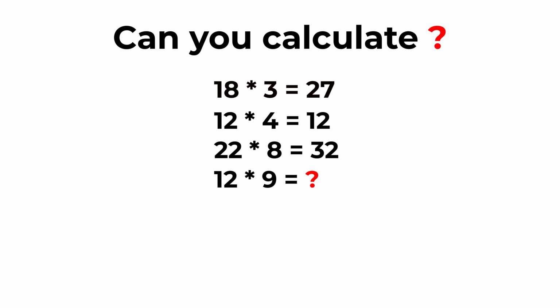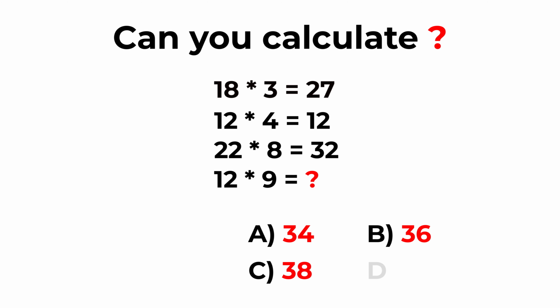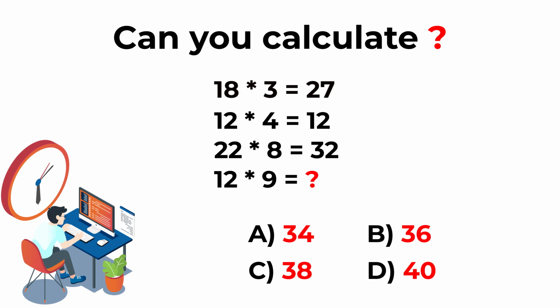You have 4 different choices. Choice A, 34. Choice B, 36. Choice C, 38. And choice D, 40. Do you see the answer? Give yourself a little bit of time, as the answer may not be obvious. But in the end, I'm pretty sure you will figure it out.